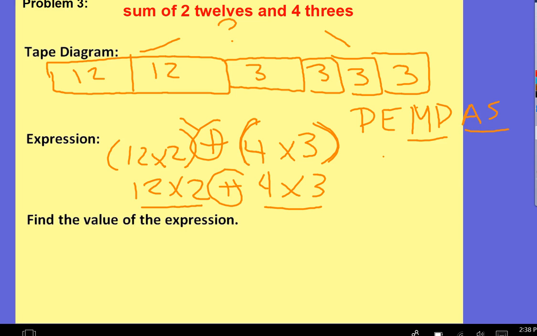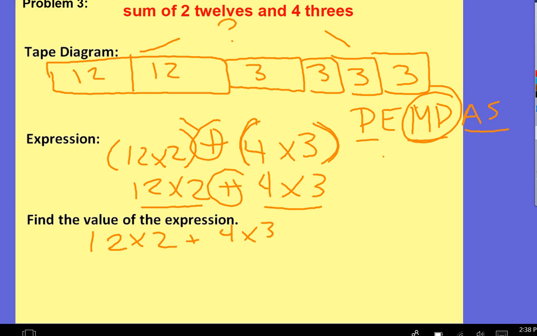So to find the value of the expression, let's rewrite it. And I'm going to organize my thoughts. And the way I'm going to organize my thoughts is I'm going to solve using my steps. If I look across, I don't have any parentheses. So I'll go to the next letter. Exponents. I don't have any exponents in this one. So now I'm going to look at the multiplication and division steps. And I'm going to solve those in order from left to right.